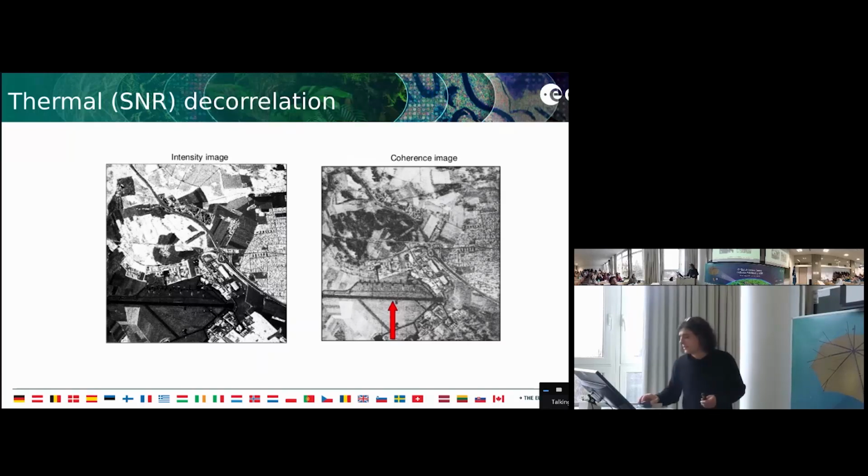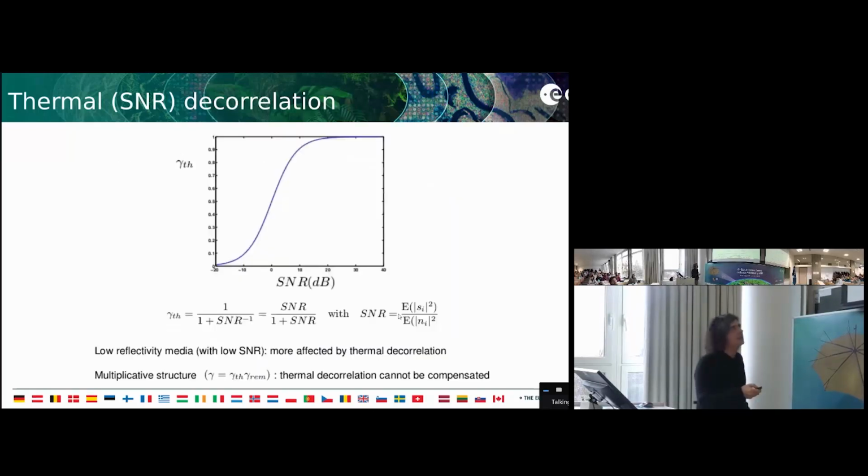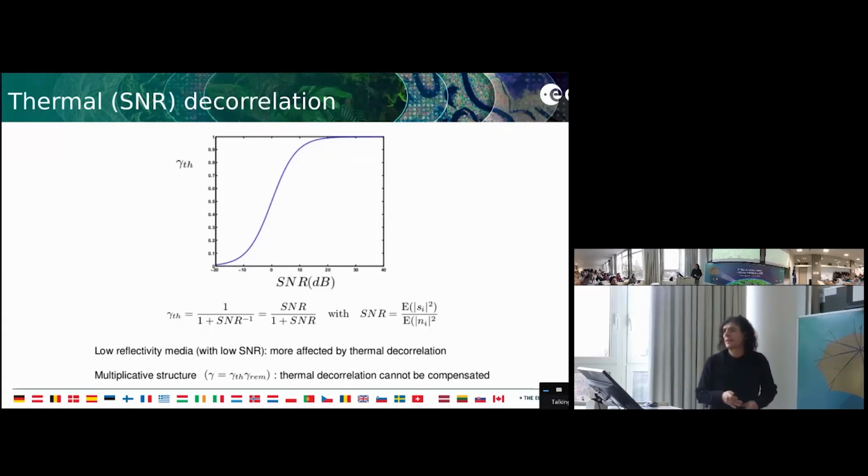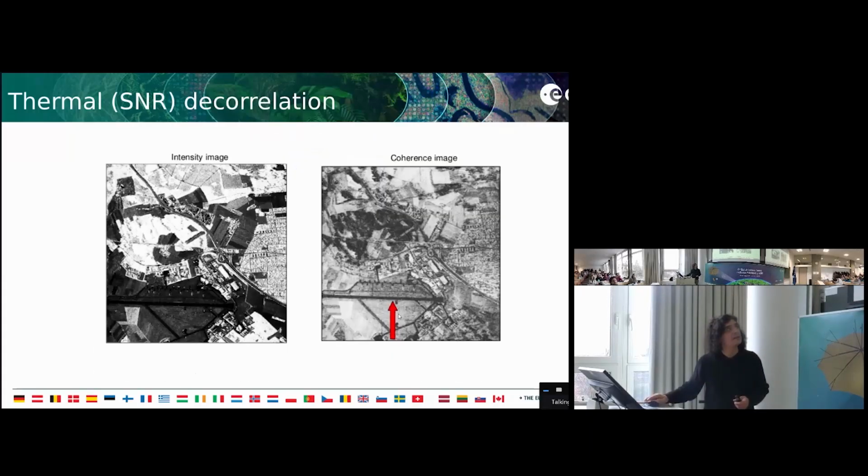Very low reflectivity means that in this part here, the intensity is very low. It is so low that it becomes comparable to the variance of the noise of the sensor. Okay? And in this case, you see that, look, this is the modulus of the coherence, and it is close to 0 in this case.